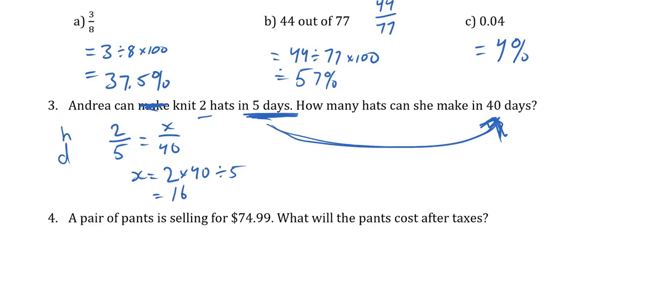Okay, and last question. Again, this is a pretty good life skill. A pair of pants is selling for $74.99. What will the pants cost after taxes? Most people kind of just know it'll cost a bit more. And so like, oh, it'll be $80 something. I can afford that, so I'll buy it. But if you can at least do that, that's good.